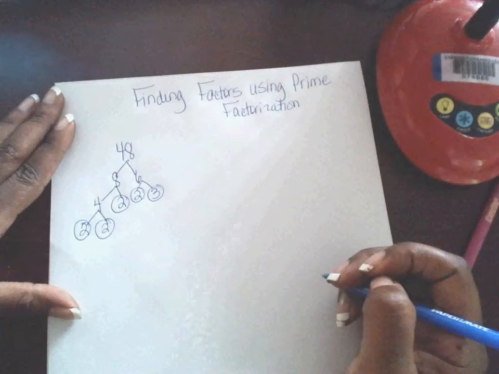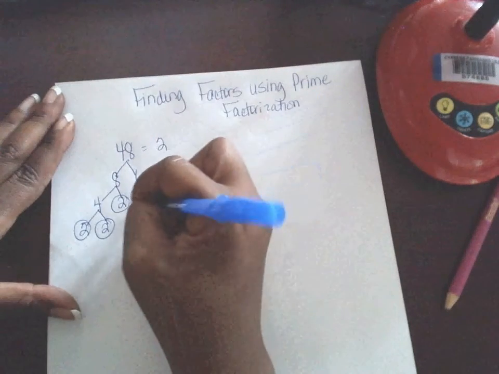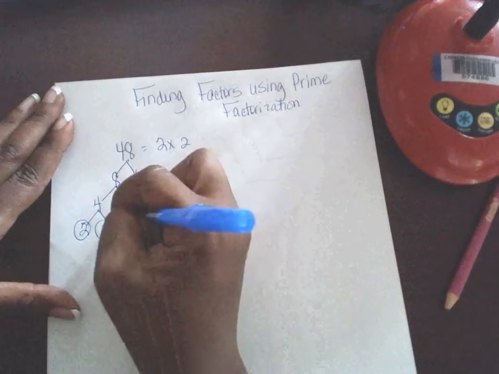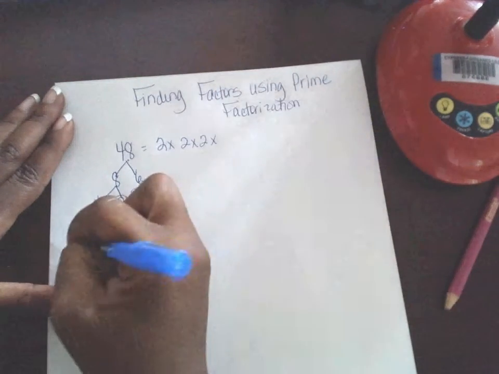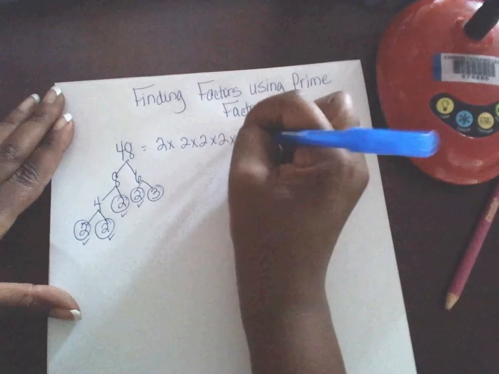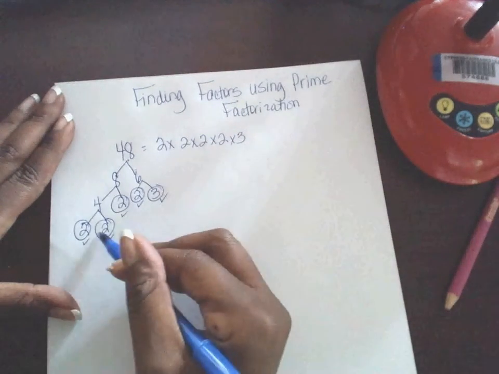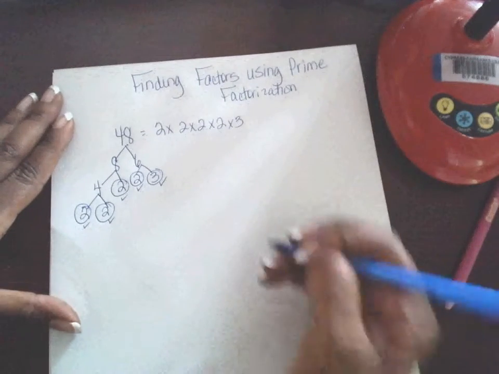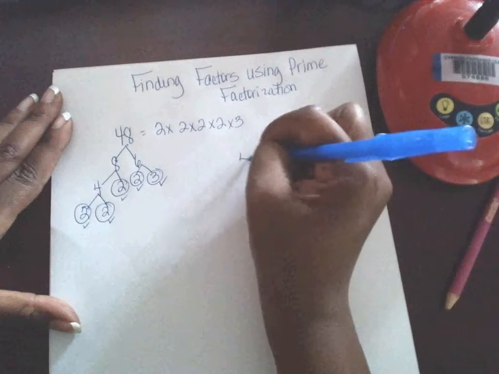You have your list of prime numbers. What I like to do is make sure that I go ahead and write them out. 2 times 2 times 2 times 2 times 3. 1, 2, 3, 4, 5. Okay? Now, when you're listing all the factors, it's going to look like a small little chart.